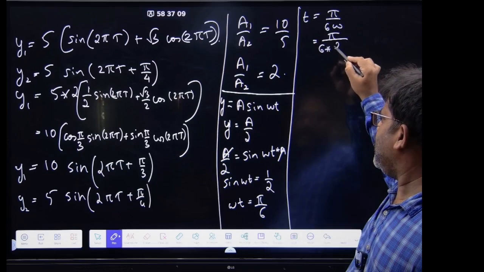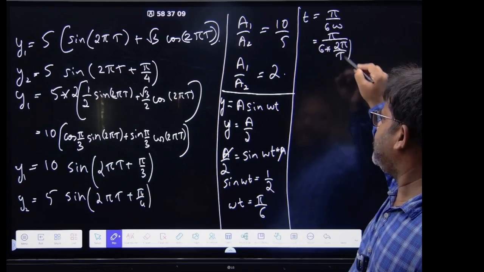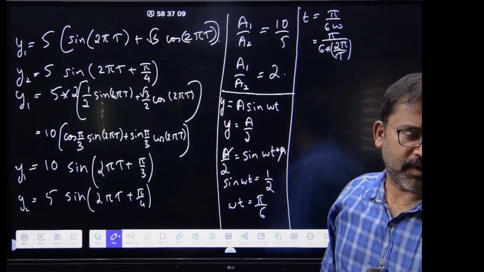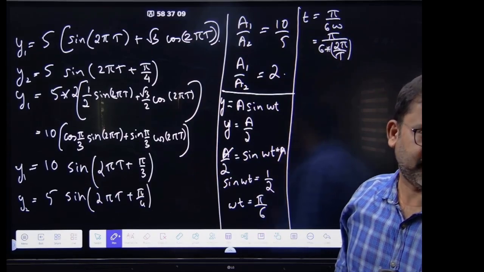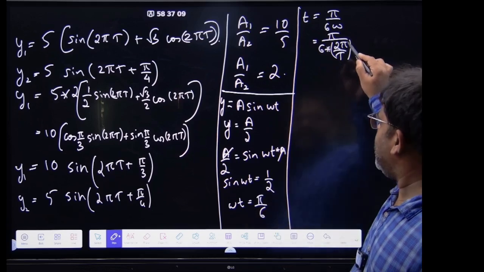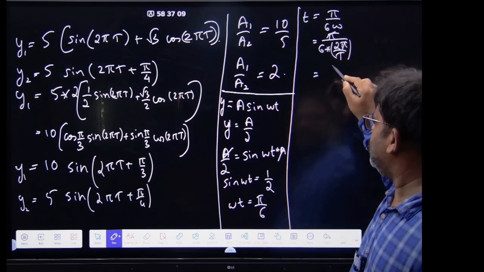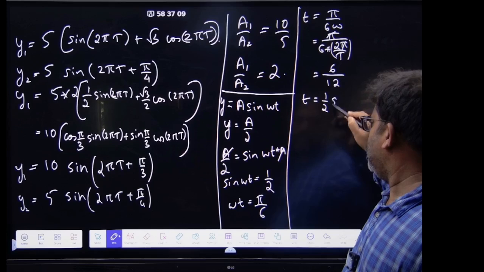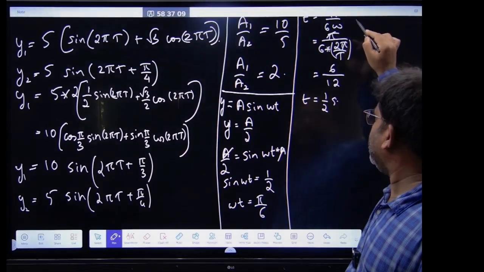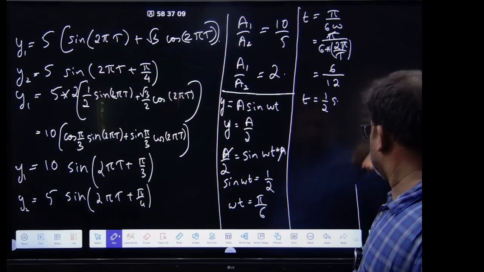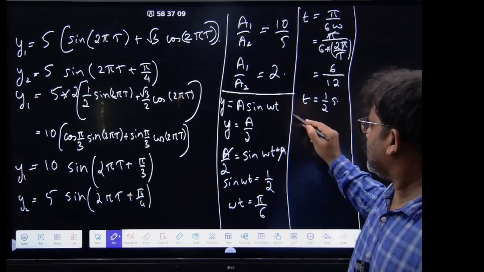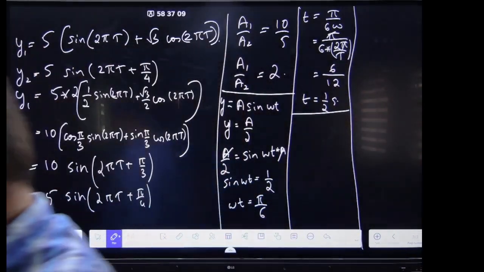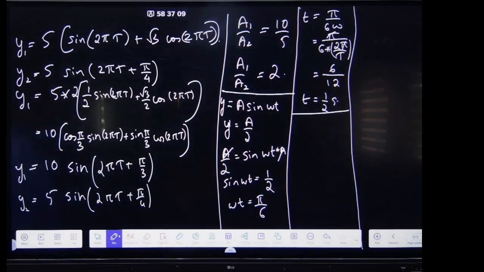Now what is ω? It is 2π divided by T. What is T? It is the period, and period is given as 6 seconds. Correct? So that means π and π cancel off. So this is equal to 6 divided by 12. That means t is equal to 1 by 2 second. The right option is option second. Verified. I may be wrong.